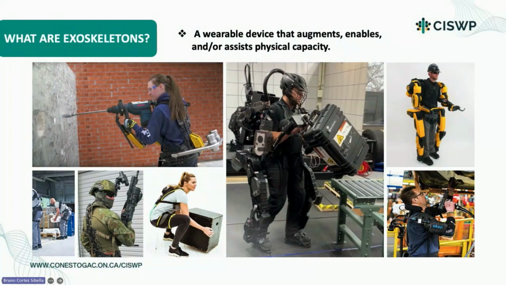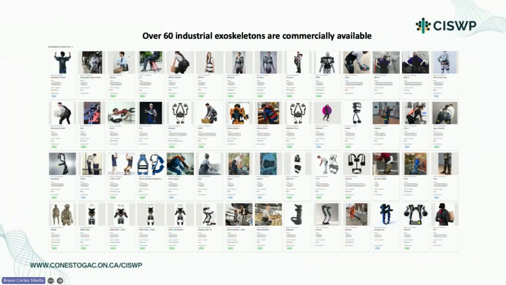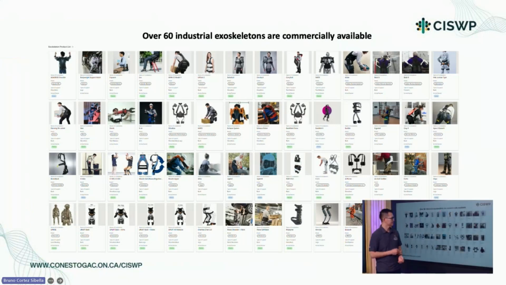In fact, we recently conducted an environmental scan for exoskeletons designed for work, and we found over 60 that were commercially available. I know it can be a bit overwhelming with the diverse variety of products out there, so let's talk a little bit about the different types of exoskeletons and how they are categorized.